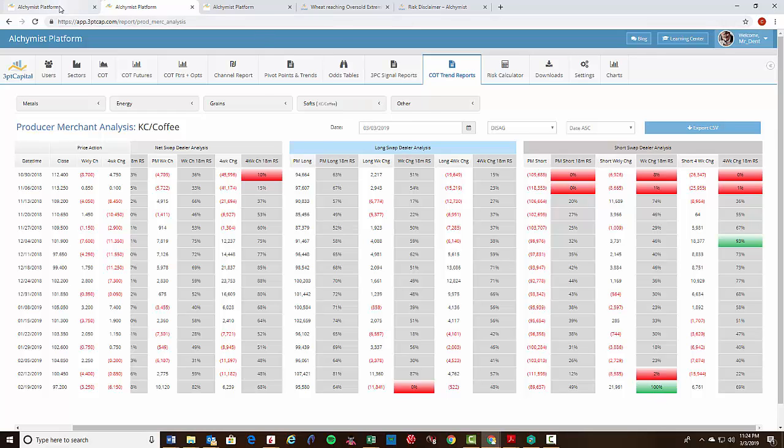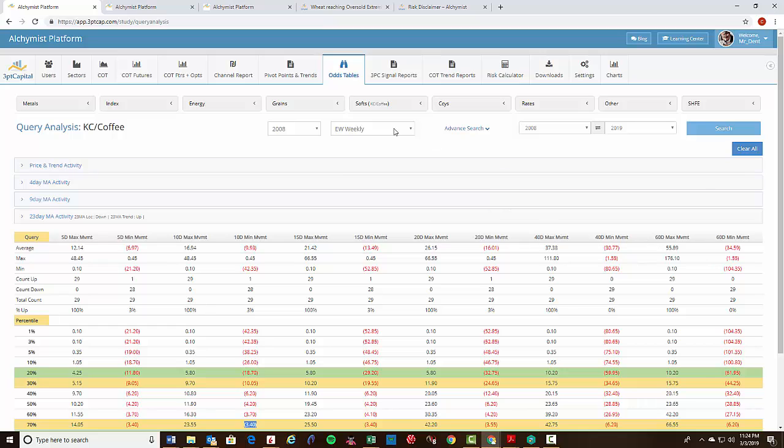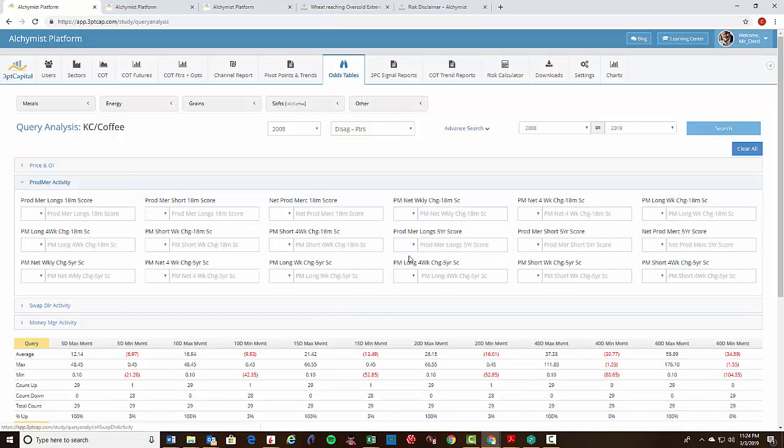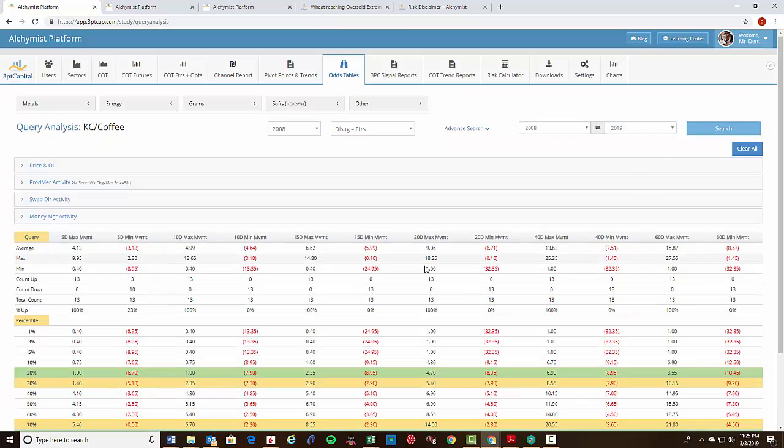Now I want to go back to our query table. So we're looking at coffee. We want to look at the disaggregated futures report, and we want to look at producer merchants. This is the one we want to look at: producer merchant short weekly change 18-month score. I want to see every instance where we've had a score greater than 98. Hit go. So we've only seen 13 instances going back to 2008.